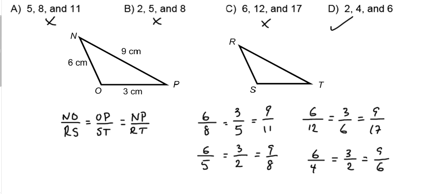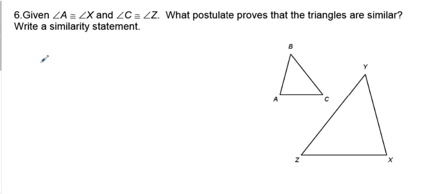All right, next up. Let's look at number 6. It says, given angle A is congruent to angle X and angle C is congruent to angle Z, what postulate proves that the triangles are similar? And we're going to write a similarity statement. Now, remember that one postulate we can use to prove that two triangles are similar is angle-angle. And that means that we have two pairs of congruent angles, and that is exactly what we're given right here. We are given two pairs of congruent angles.